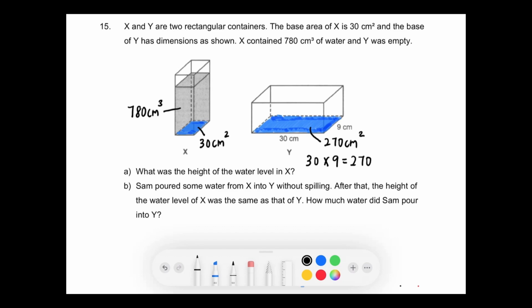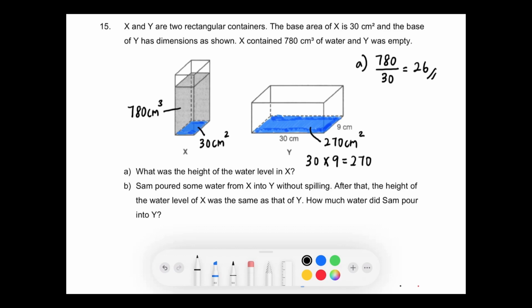Part A. What was the height of the water level in X? To find the height of the water in X, what we can do is just simply take the volume of water in container X, divide by its base area, which is 30, and you will get the answer 26 centimeters. That is the height of the water level in container X.